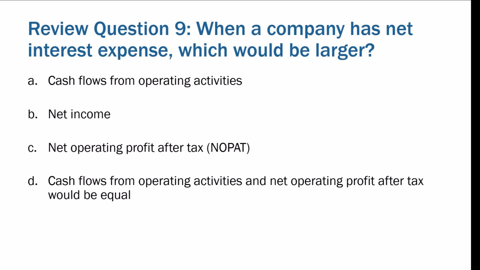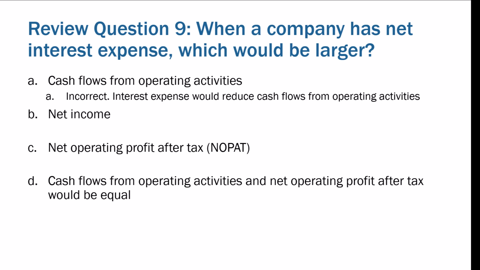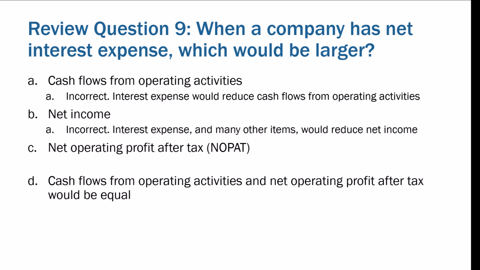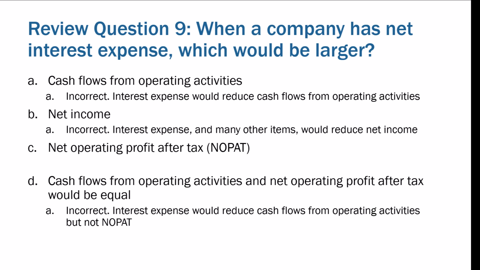Review question 9. When a company has net interest expense, which would be larger? This is a tough one, but cash flows from operating activities, net income, NOPAT, or cash flows from operating activities and net operating profit after tax would be equal. Kind of as I mentioned earlier, it's not going to be cash flows from operating activities. It's not going to be net income. That's going to be driven down by a lot of items, and it's not going to be the same.